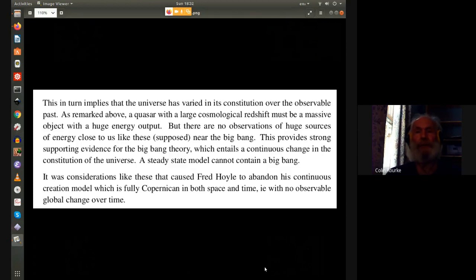And it was considerations like these that caused Fred Hoyle to abandon his continuous creation model, which is fully Copernican in both space and time, i.e., with no observable global change over time. Another casualty.